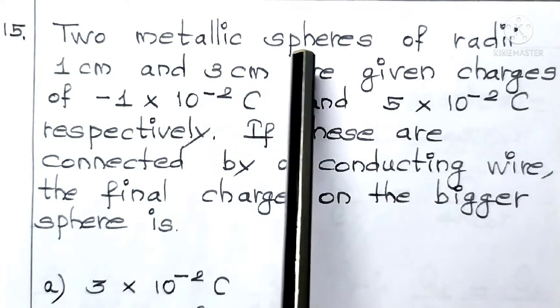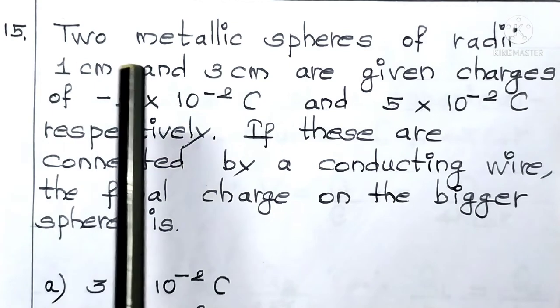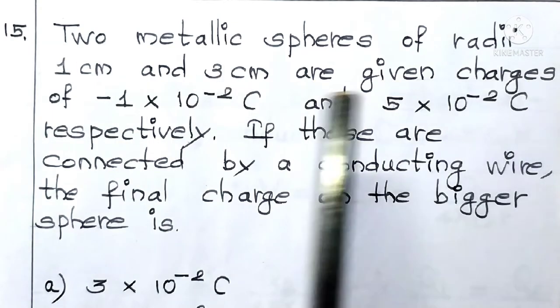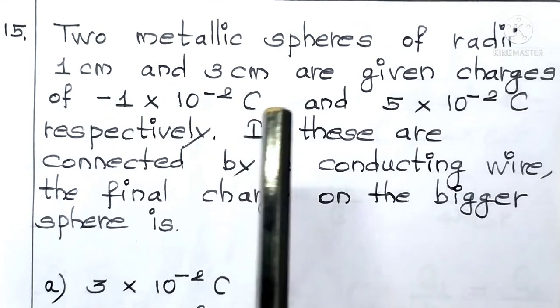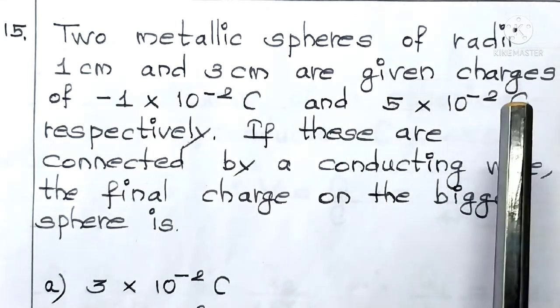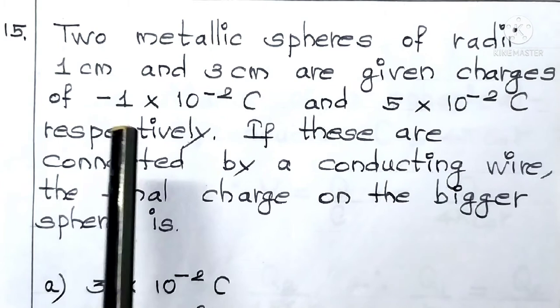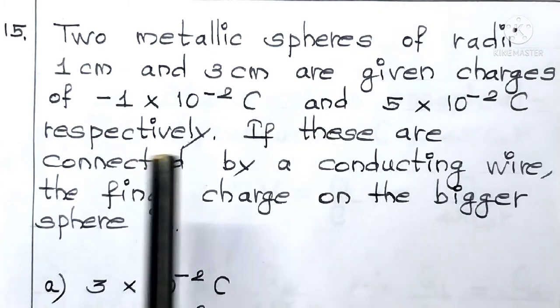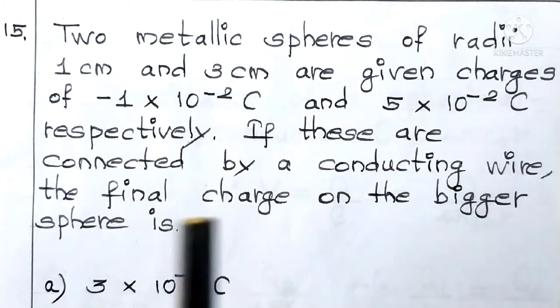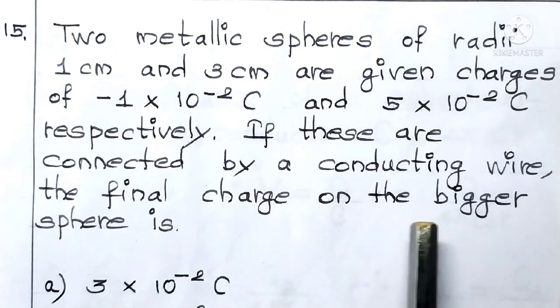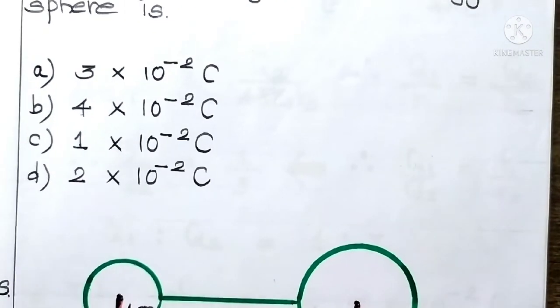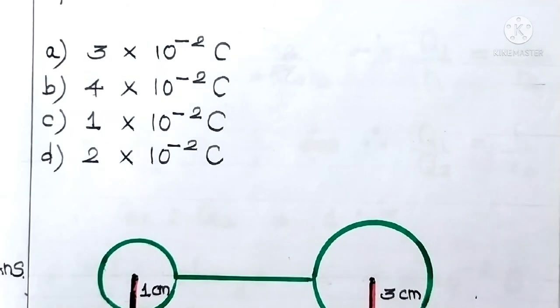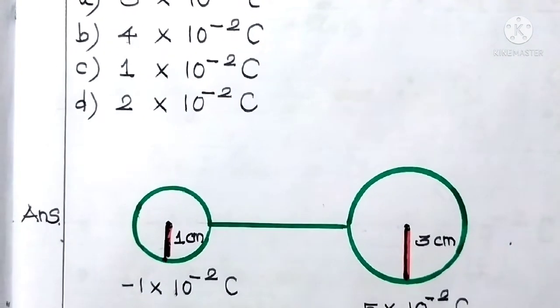Two metallic spheres of radii 1 centimeter and 3 centimeter are given charges of minus 1 into 10 to the power of minus 2 coulomb and 5 into 10 to the power of minus 2 coulomb respectively. If these are connected by a conducting wire, the final charge on the bigger sphere is. Here 4 options are given. Now let us solve the sum and find out the answer.